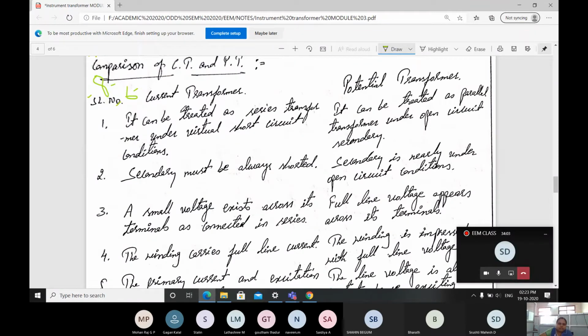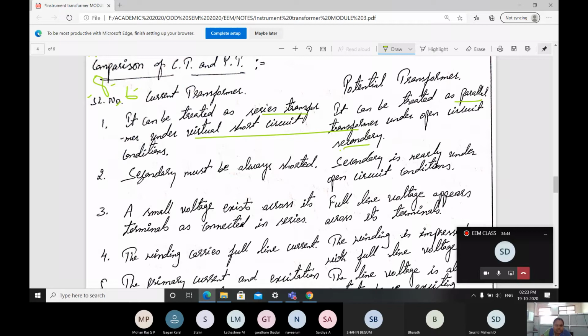Okay, if I go with the comparison, the current transformer and the potential transformer, the first point is taken here as the current transformer can be treated as a series transformer under virtual short circuit conditions. It is taken as a series transformer in the virtual short circuit conditions. What about potential transformers? It is taken as a parallel transformer under open circuit secondary. Open circuit secondary, that is in the potential transformer.